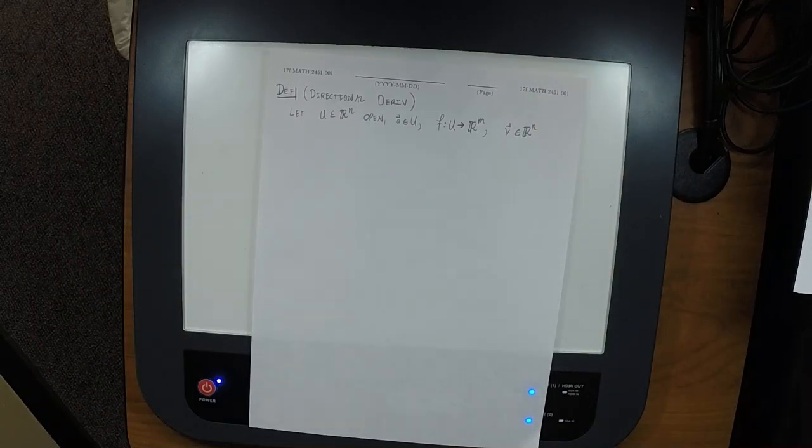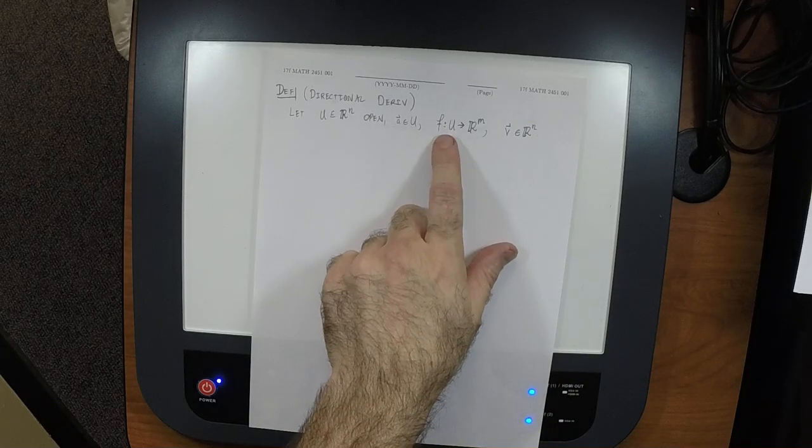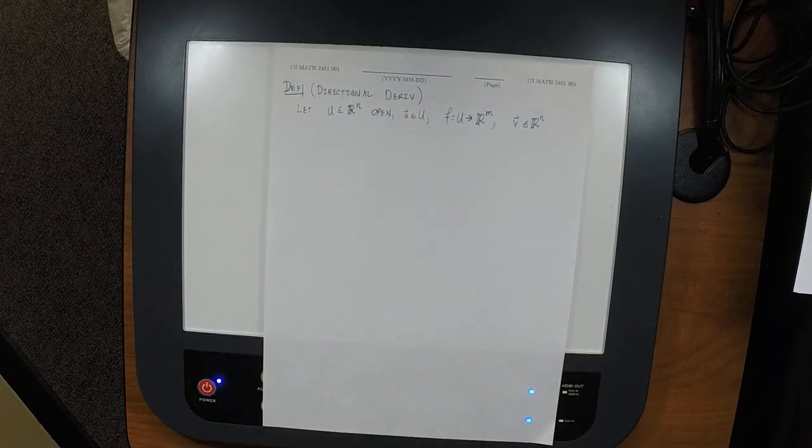So to compute the partial derivative, what we did is we said for such a function from R^n to R^m, there are n partial derivatives. And we numbered them by the names of the standard basis vectors, right? The first partial derivative with the first basis vector, the second with the second basis vector, the third with the third basis vector, etc.